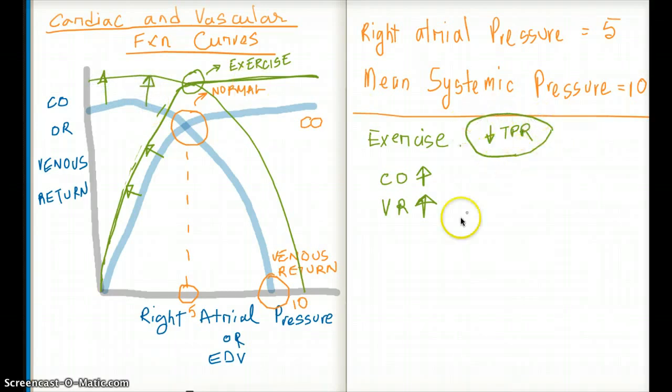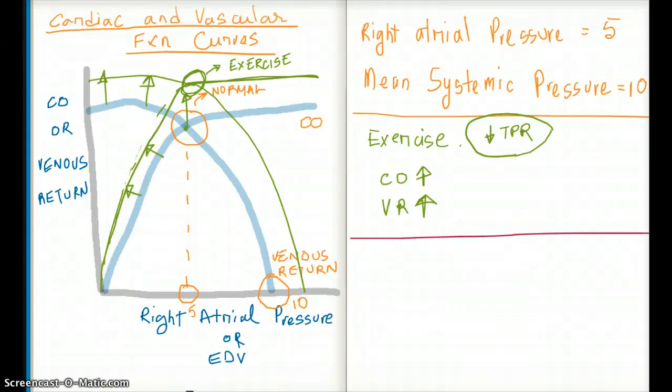So don't confuse, just because the total peripheral resistance is going to go down, our venous return is not going to go down. Our venous return is going to go up. So now you see that our normal has kind of shifted upwards. So this is going to be the scenario when we are exercising. Both our cardiac output and our venous return are going to go up.